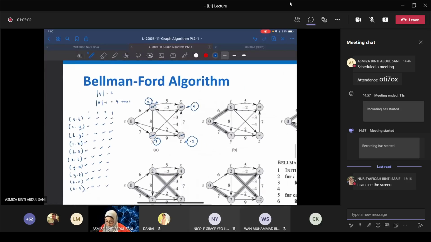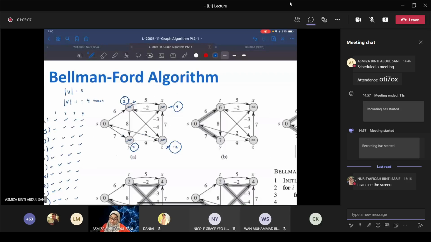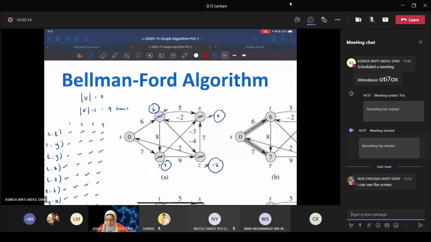Okay, are you alright, class? So 2, 4, negative 2, 7. Okay. Any question about this one? Any question about the Bellman-Ford algorithm? So the 4 times iteration is required. For Bellman-Ford, in order for you to determine how many times you need to run this through all the edges is V minus 1, the number of vertices minus 1. So 4 times.